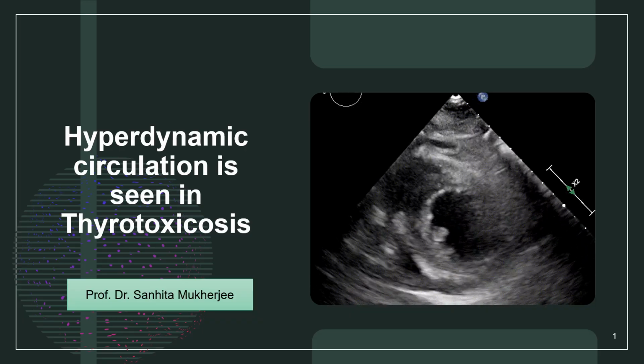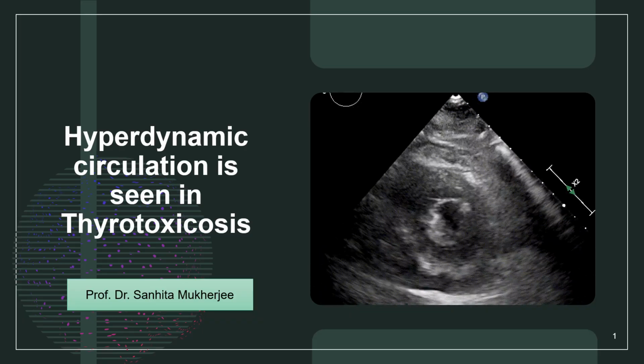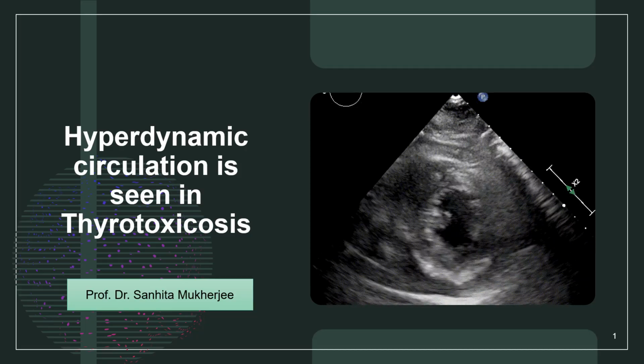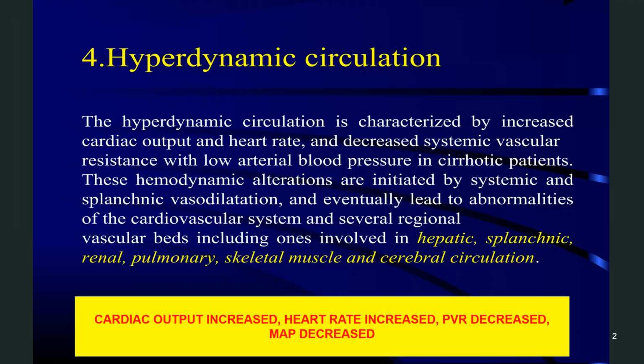Explain why hyperdynamic circulation is seen in thyrotoxicosis. To explain this question, we first have to define what hyperdynamic circulation is. Hyperdynamic circulation is a clinical state where there will be increased cardiac output.